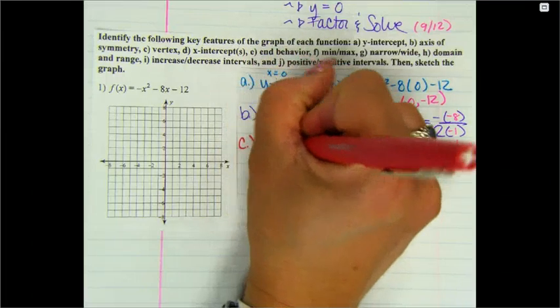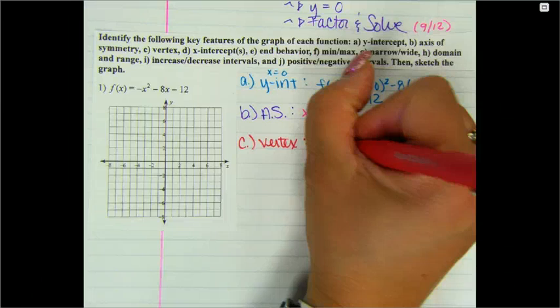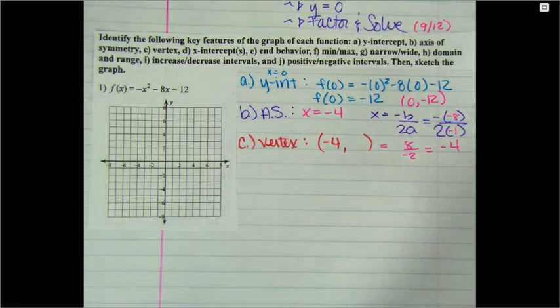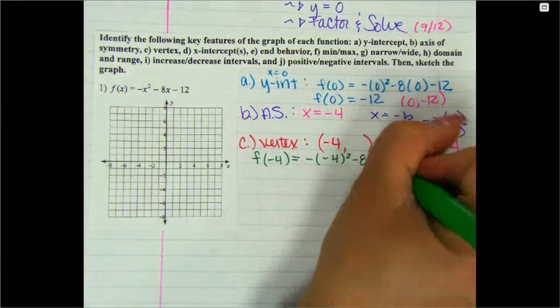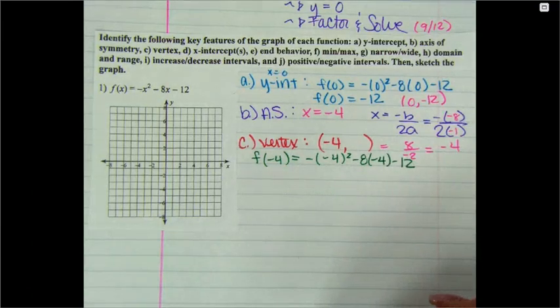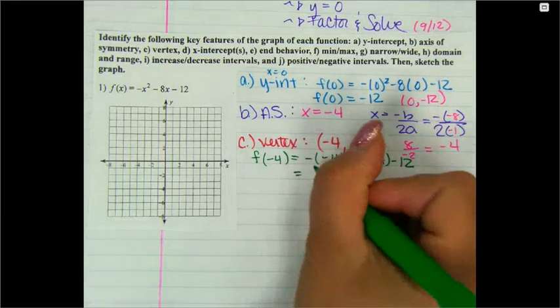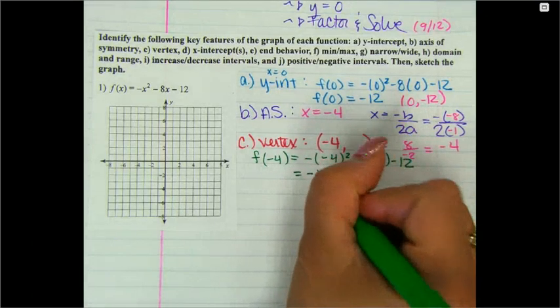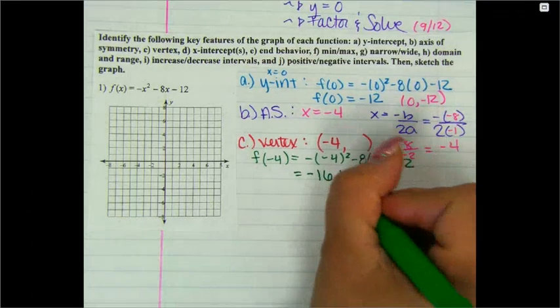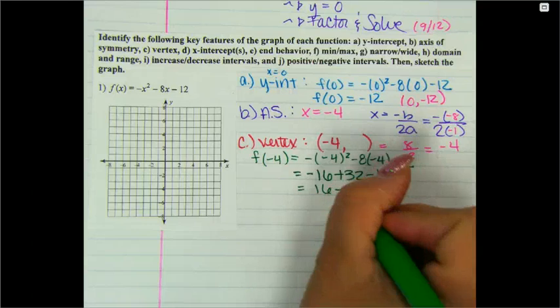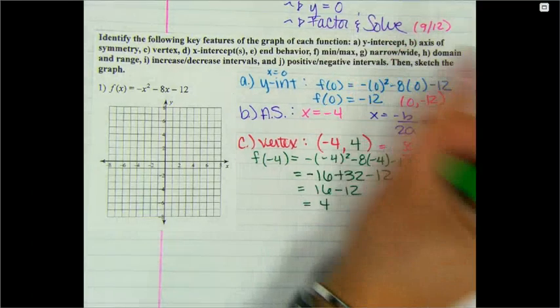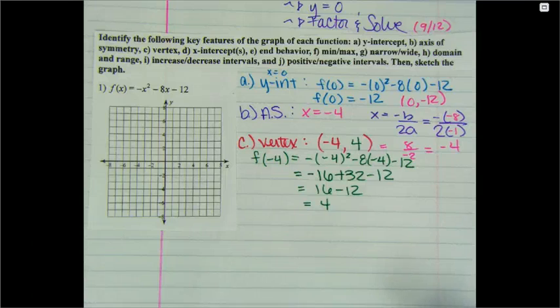Letter C is the vertex. I can start off with the vertex with what? Negative 4 comma something. How do I find the something? Good. You plug in negative 4 for what? For x. So f of negative 4 equals negative negative 4 squared minus 8 times negative 4 minus 12. What do I do first? Good. Negative 4 squared is what? Positive 16. What is the negative now? Negative 16. Very good. Negative 8 times negative 4. Very good. And then minus 12. So negative 16 plus 32 is what? Positive 16 minus 12 is what? Good. Make sense? Nothing new. I'll review. All right, next.